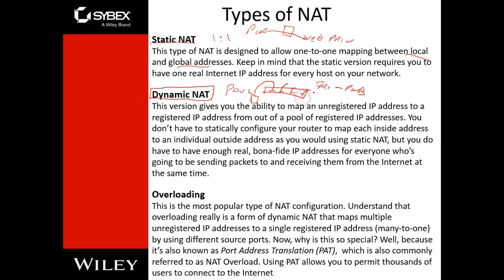If you run out of addresses, you can use this overload command, which we'll see in a minute, at the end of the NAT command, which will then, after you run out of addresses, go into port address translation, which means that you really don't have to buy a whole lot of addresses. The ability to map unregistered addresses to those. Overloading, we talked about. It's the most popular type of NAT configuration, and the example I'm going to do uses a single IP address, and then it will map ports.